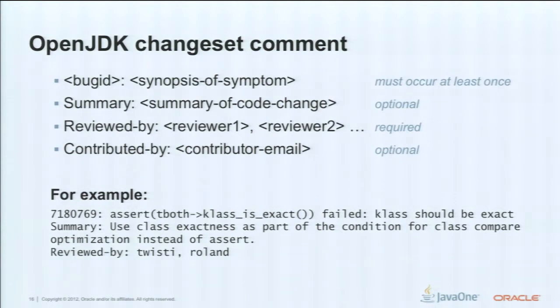Also, contributed by is an optional field. It's mostly for those developers who don't have contributor rights: you may specify the contributor by email, and people will recognize that you made a contribution to that change set. And on this slide you can see an example of a simple change set that we have in OpenJDK. So we have the bug number, the synopsis, the summary, and also reviewed by. Reviewed by contains OpenJDK usernames. And this change set doesn't have a contributed by field, but it's quite okay.